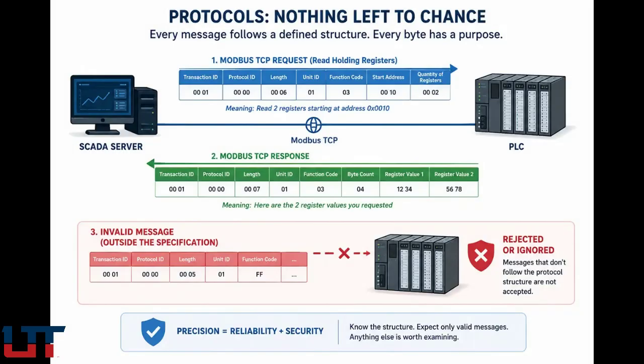When your SCADA server polls a PLC using Modbus TCP, the server sends a specific byte sequence asking for specific register values, and the PLC responds with a specific byte sequence containing those values. The structure of both messages, down to the position of each byte, is defined by the Modbus protocol specification. If either device sends anything outside that specification, the other side rejects it or ignores it.